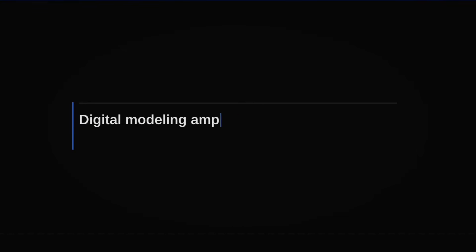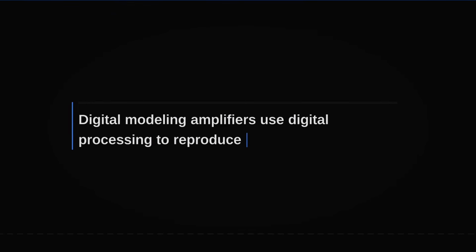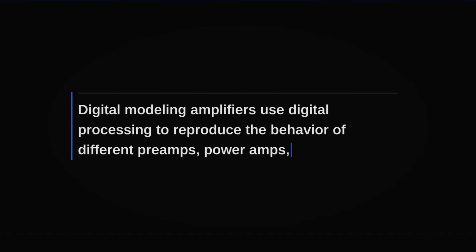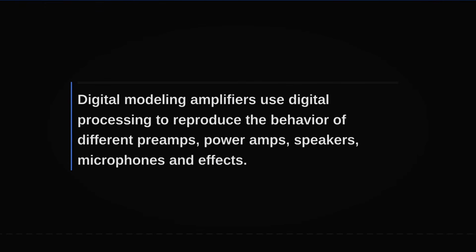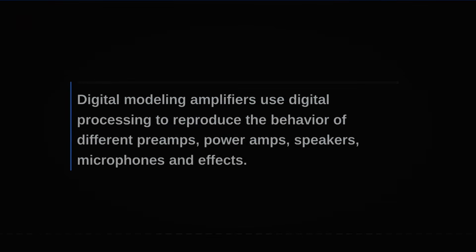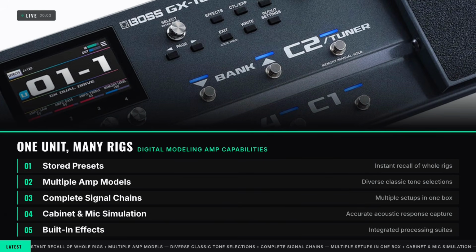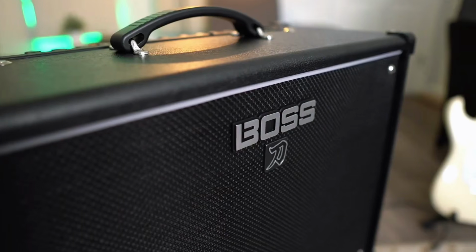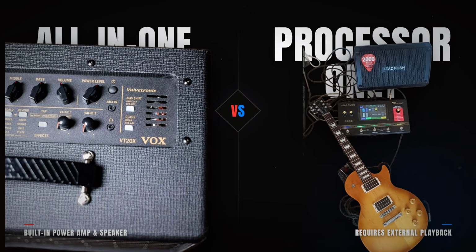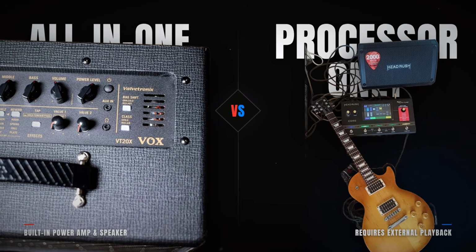Digital modeling amplifiers use digital processing to reproduce the behavior of different preamps, power amps, speakers, microphones, and effects. They can store presets and provide several complete signal chains in one unit. Some include a built-in power amp and speaker. Others only process the signal and require separate equipment for playback.